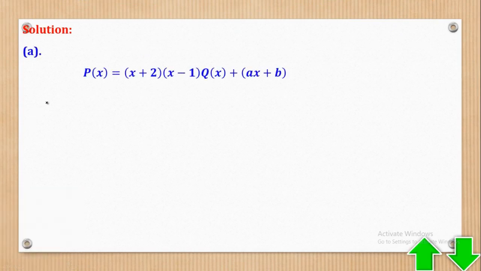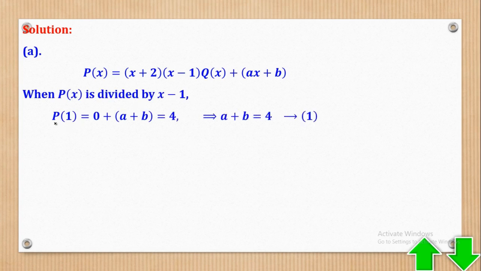So part A, that is what we are given as p(x). Therefore when it's divided by x minus 1, it implies that p(1) is equal to 0, because when you substitute 1 here, you get 0, meaning that the whole of this becomes 0. That's why there is 0 here. And here it becomes a plus b, that's why there is a plus b here.